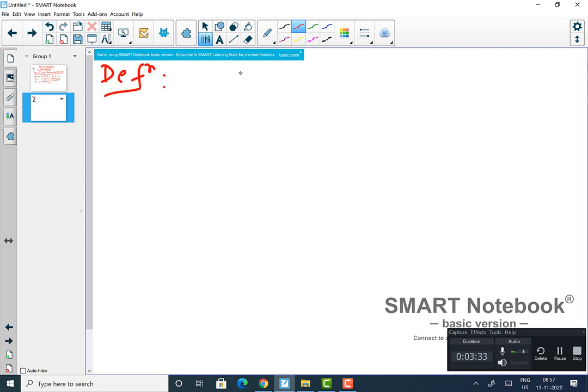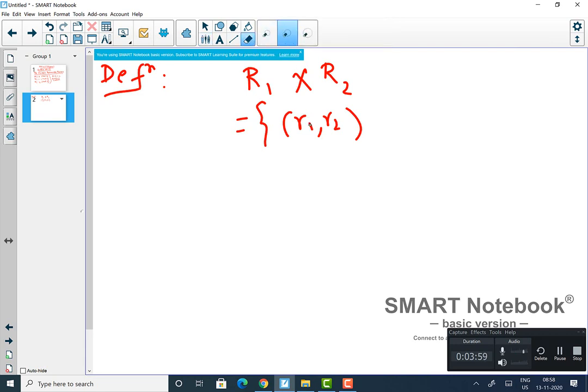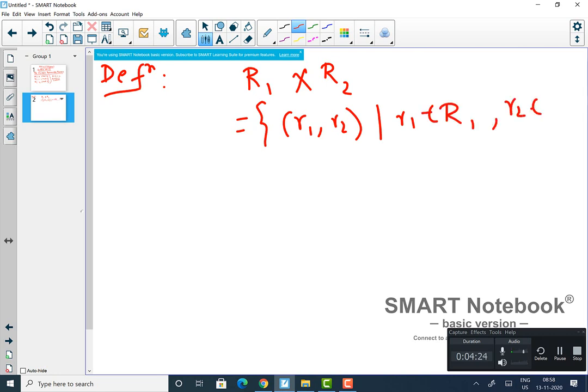Suppose I have rings, say R1 and R2, and then I can define something called the direct product of rings. This is the set of ordered pairs (r1, r2), such that r1 belongs to capital R1 and r2 belongs to capital R2.